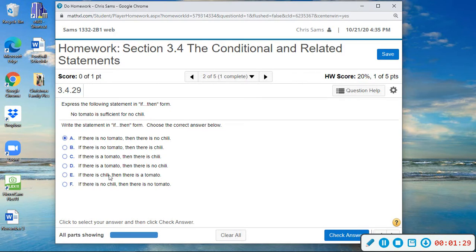E, if there is chili, then there is a tomato. That looks like it would be the contrapositive, so the reverse order and flipped. And then if there is no chili, then there is no tomato. So that is the converse of this statement. So A looks to be the best in the if-then form, keeping the sentence structure in order.